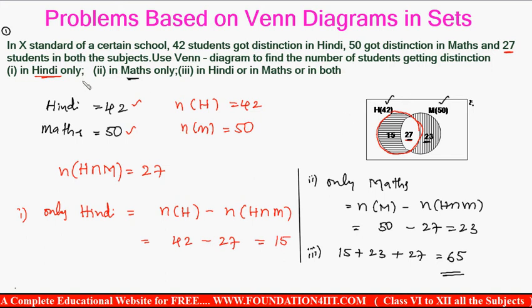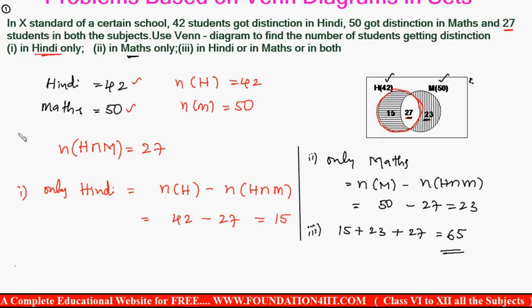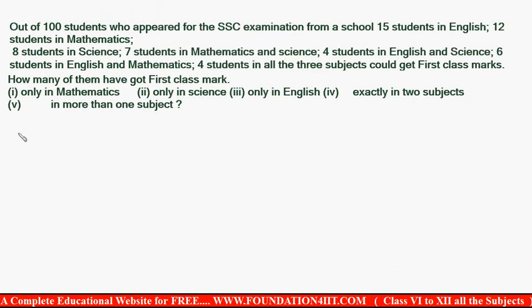Okay, this is one problem, and let me show you another problem. Let's see another question now. So here is the problem you can see. Out of 100 students who appeared for SSC examination from the school, 15 students in English, okay, 12 students in maths, 8 students in science.